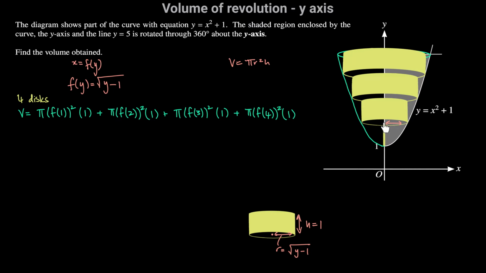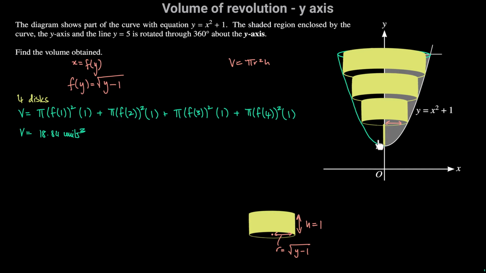For the second disk, the center is at y is equal to 2. So then we have pi times f of 2, the whole thing squared. Again, that's r squared times the height h, which is 1. For the third disk, the center point is at y is equal to 3. So the radius is f of 3. So again, we have pi r squared times h. And for the fourth disk, the center point is at y is equal to 4. So we can use the following expression to find the volume of the fourth disk. And if we add up the volumes of the 4 disks, we get the volume as approximately 18.84 units cubed.